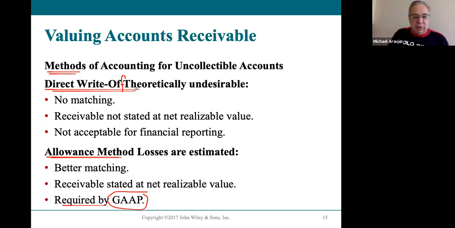Corporations, public corporations cannot do that. They have to use the allowance method to help them estimate what their bad debt is going to be. Okay. And this is the focus of this part of the chapter here. Okay. So although the direct write-off method exists, it's not compatible with GAAP. And so you can use it, just different types of businesses can use this, and they do, but it's not desirable, as it says here.